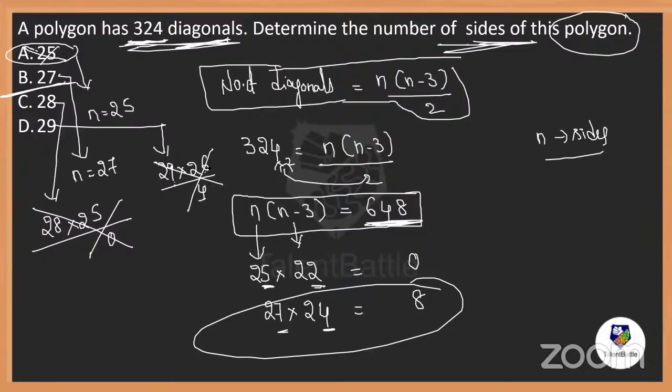So there is only one option that satisfies: 27 into 24. So what is the answer? Option B. Whenever you get this kind of question, do not do expression based. Just go through the options. If I open the brackets, n square minus 3n, and then I need to solve, which is very difficult. So just go through the options and eliminate them using the last digit mostly. If the last digit eliminates it, that's well and good. If it does not, then only we need to check the options further.